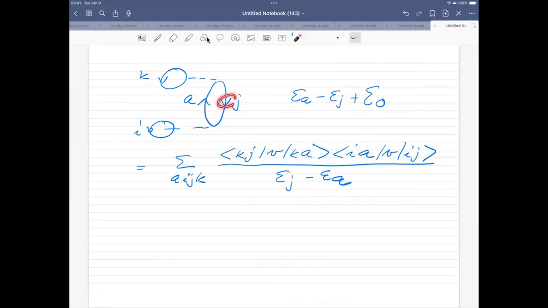I have an outgoing hole state J to the right, so that comes in here. I have an incoming hole state K and an incoming particle state A to the right, so that comes in there. Similarly here, I have an outgoing particle state A, an outgoing hole state I, and two incoming hole states I and J. And this represents one of the other contributions to many-body perturbation theory.